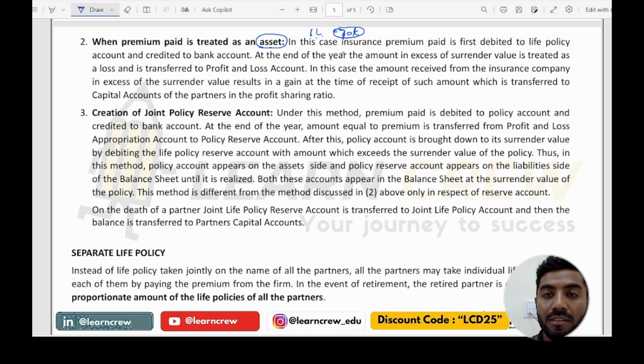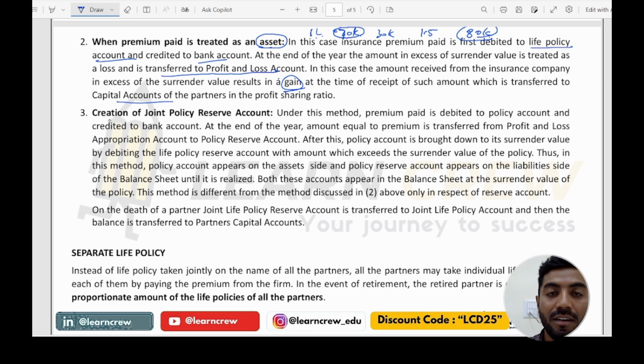In this case, the insurance premium paid is first debited to the life policy account and credited to the bank account. At the year end, the amount in excess of the surrender value is treated as loss and is transferred to the profit and loss account. That is, 30K is treated as loss and transferred to the profit and loss account. The amount received from the insurance company in excess of the surrender value, say for example 70K, and from the insurance company you receive 1.5 lakhs, the remaining 80K is treated as a gain at the time of receipt, which is transferred to the capital accounts of the partners in the profit sharing ratio. The balance amount is treated as a gain and shared between the partners.